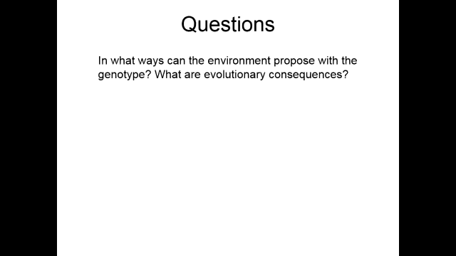So, in terms of the questions that I have for today, I'd like to talk about this framework in terms of the ways that the environment can interact with the genotype to give rise to phenotypic variation, but also what are the evolutionary consequences of this? And ultimately, where can some of these tools fit in terms of helping us figure out this process?